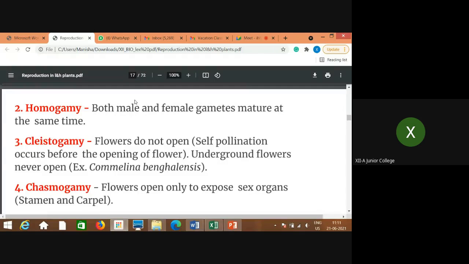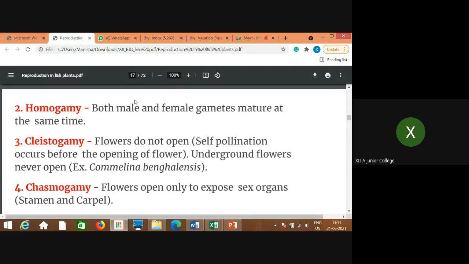Sometimes what happens is that the maturation period of the male sex organ is different from the female sex organ. Then it is not possible to have self pollination, right? So what is the requirement of self pollination? That both male and female gametes should mature at the same time. So that is called homogamy.